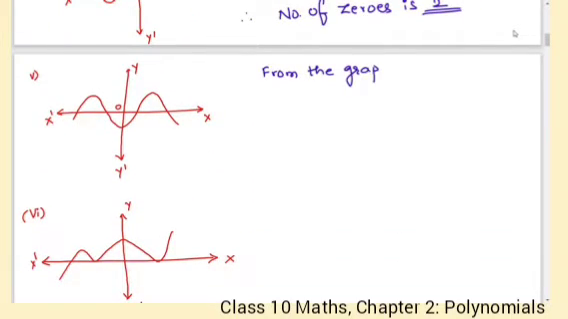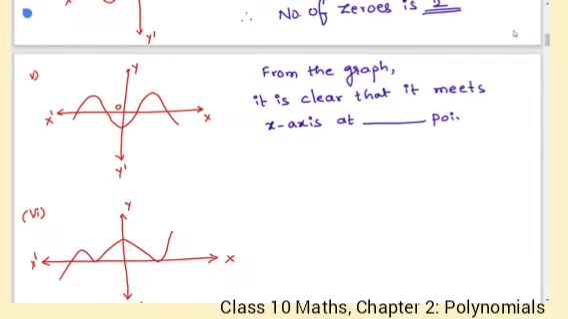Now observe the fifth figure. From the graph it is clear that it meets the x-axis at dash points. See this graph, x-axis 1, 2, 3, 4. So it meets at 4 points. So therefore the number of zeros is 4 here.